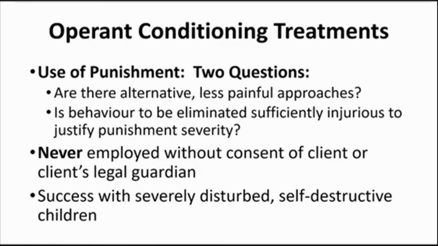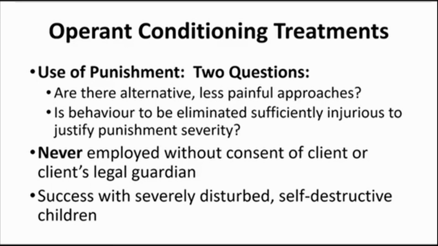Now, with all of those caveats taken into account, all of those hoops that need to be jumped through, all of those boxes that need to be ticked before punishment can be used, in some situations punishment can actually be very effective. So if we consider children who have, say, self-destructive behaviors, say individuals who repeatedly bang their heads against surfaces, or pick at their own skin, or cause themselves harm, in situations like that, you could use punishment to try and reduce those behaviors.